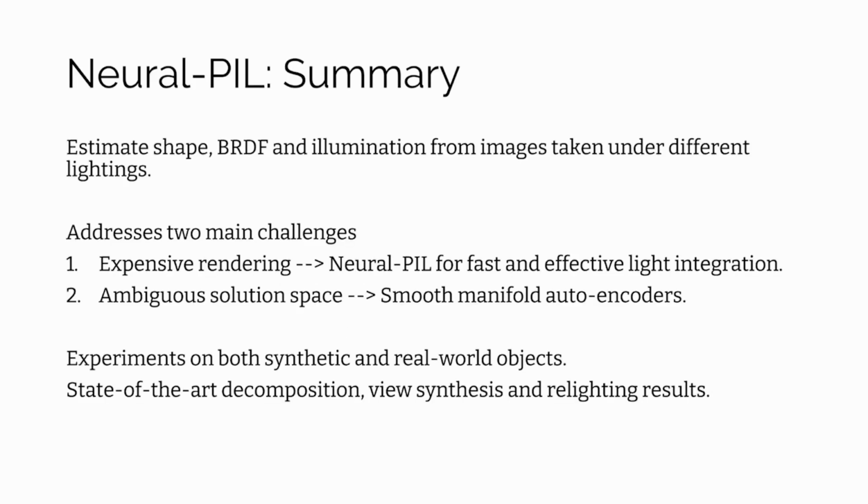In summary, we propose a technique that estimates shape, BRDF and illumination from images taken under different lightings. We address two key challenges in this work. We propose Neural-PIL technique for fast and effective rendering. We also propose smooth manifold auto-encoders to learn smooth low-dimensional embeddings to represent both BRDF and lighting. Experiments on both real-world and synthetic images demonstrate state-of-the-art decomposition, view synthesis and relighting results.